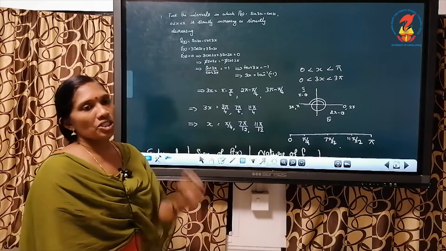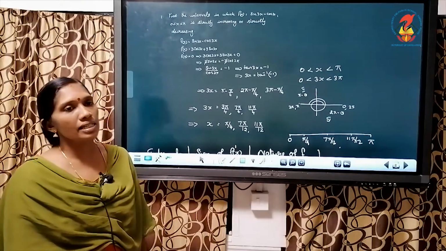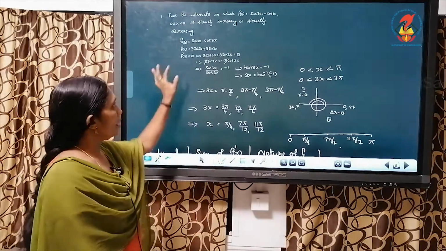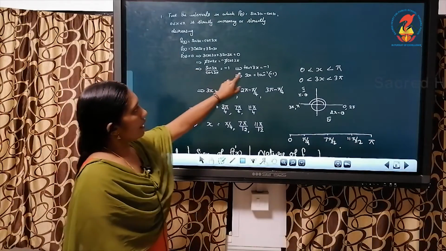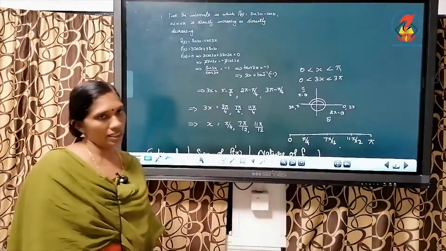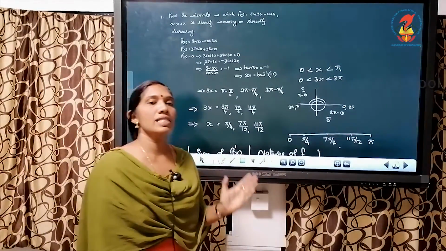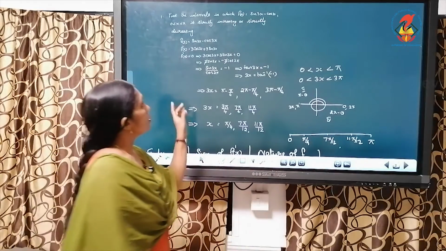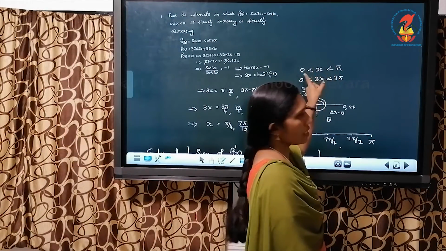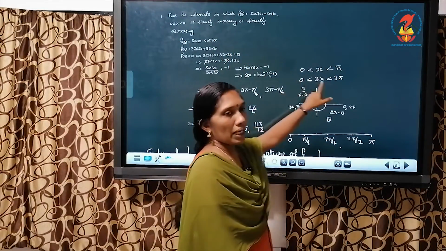Here a trigonometric function is given, we have to find the intervals in which the function is strictly increasing and strictly decreasing. So first we have to find the derivative, then put it equal to 0. So we get tan 3x minus 1. So 3x means tan inverse minus 1. Tan is negative in the second and fourth quadrant. And also you have to check the interval that is given. It is given 0 less than x less than pi.